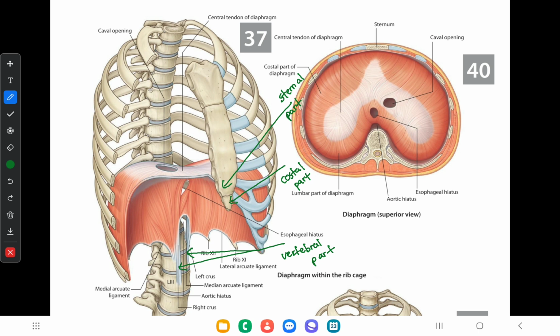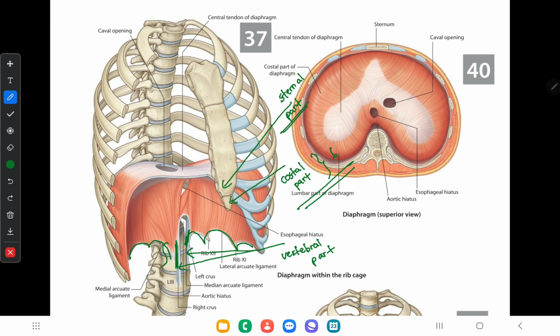The sternal part arises as two muscular strips from the back of the xiphoid process. Then the costal part arises as 6 muscular strips from the inner surface of the costal cartilages adjacent parts of the lower 6 ribs. Then the vertebral part arises as right and left crura and by arcuate ligaments on each side. You can see this is the right crus and this is the left crus. These are the arcuate ligaments here.